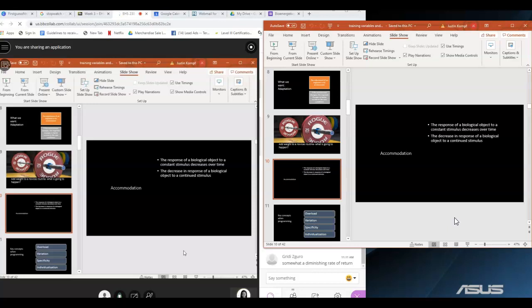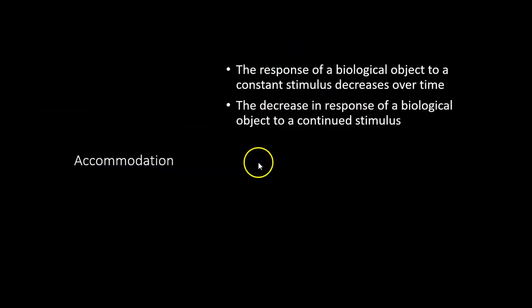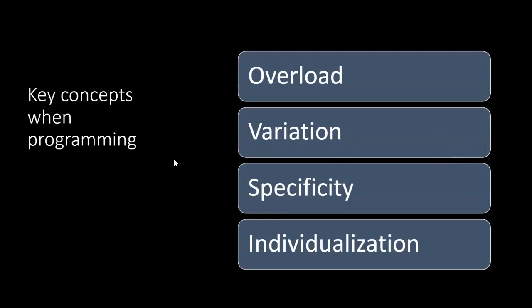If you want to cause adaptation and avoid accommodation, you need to change the stimulus. Okay? You have to change the stimulus, whether that means changing the exercise or perhaps progressively overloading the program, which we'll get into briefly. But if you keep doing the same thing, the response that you're going to see is going to decrease. So other than adaptation and accommodation, some very important programming principles are going to be overload, variation, specificity, and individualization.